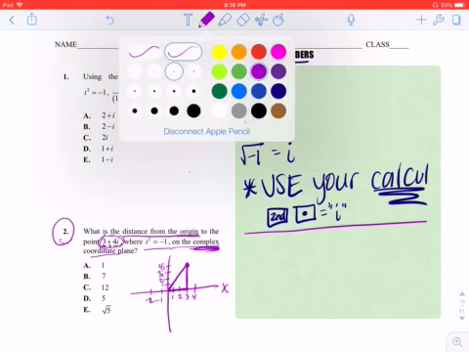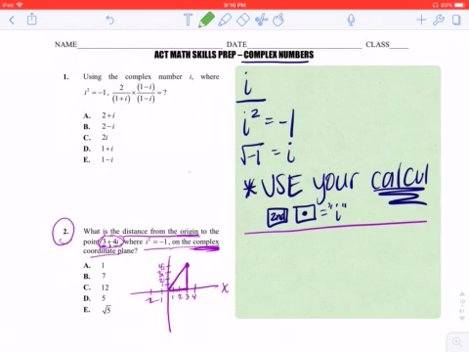And I see that I'm counting over here 1, 2, 3 spots. So that's my 3. And then I'm going up 1, 2, 3, 4 over here. And I see that this is a 3, 4, 5, you guessed it, triangle. And so the distance from the origin to my point is 5. Correct answer is D. Right?